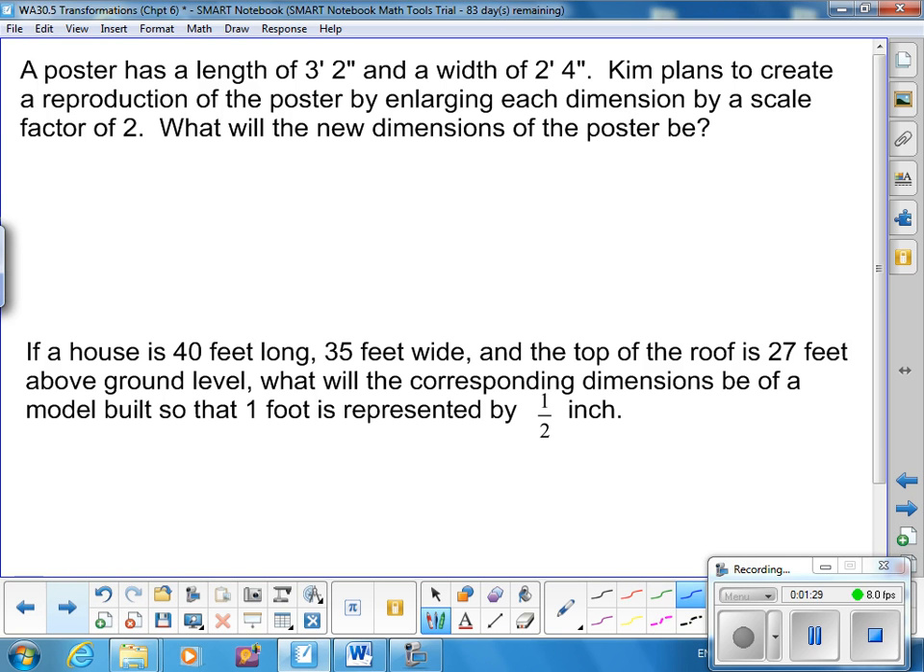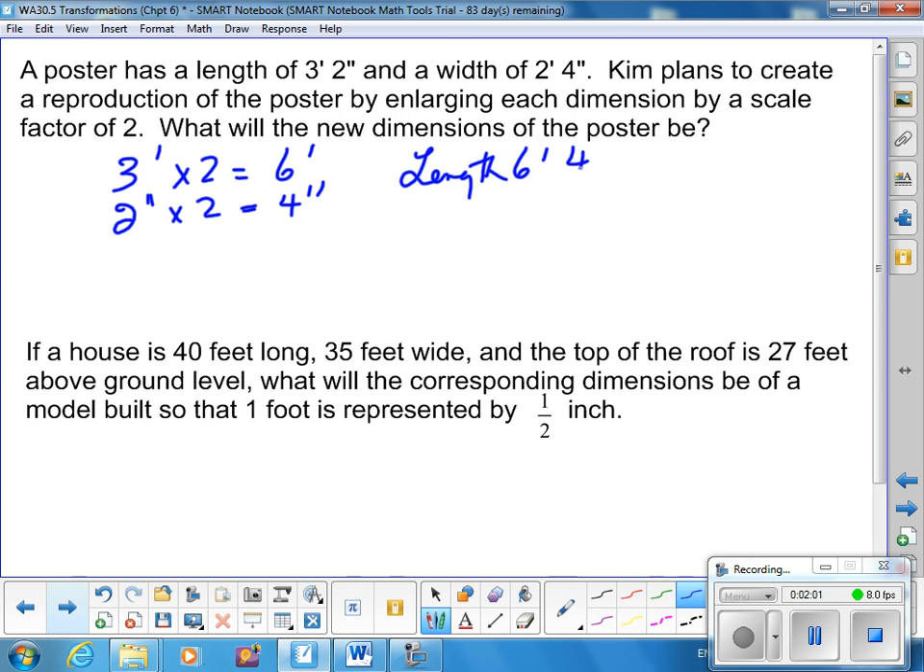A poster has a length of 3 feet 2 inches and a width of 2 feet 4 inches. Kim plans to create a reproduction of the poster by enlarging each dimension by a scale factor of 2. What is the new dimension? So we're going to double each side. So 3 feet times 2 is now 6 feet. 2 inches times 2 is 4 inches. So the new side will have a length of 6 feet 4 inches, and when you double 2 feet for the width, it's going to be 4 feet 8 inches.